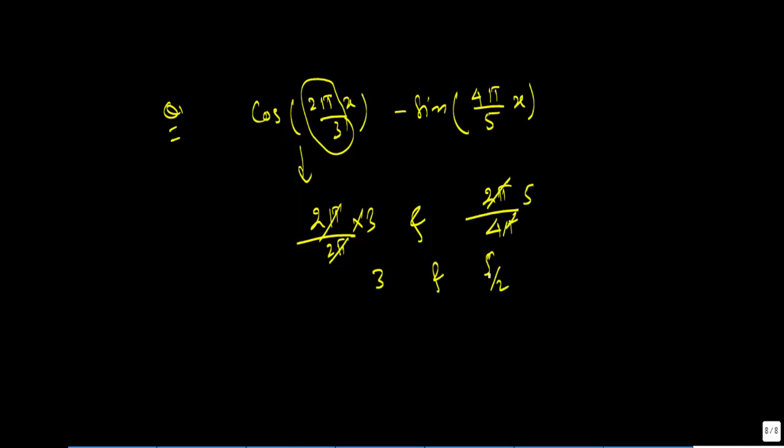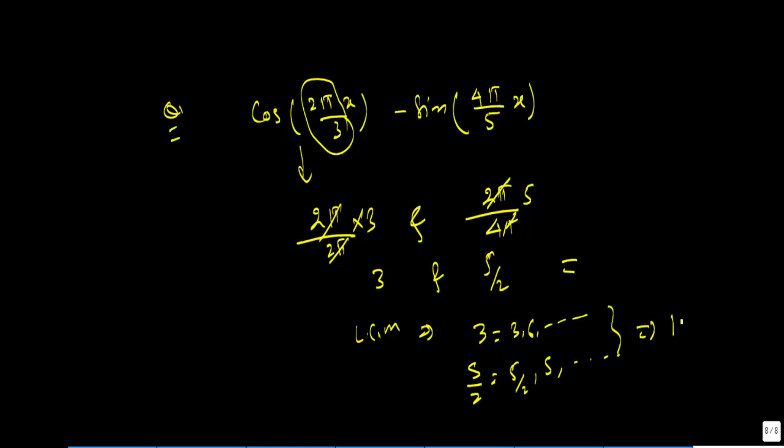So what is the LCM of 3 and 5 by 2? I think we all are aware LCM means the lowest or least common multiple. So 3's multiples will be 3, 6, 9, 12, and 5 by 2's multiples, meaning integer multiples: 5 by 2 into 1 will be 5 by 2, 5 by 2 into 2 will be 5, and so on. So the common LCM will come as 15.